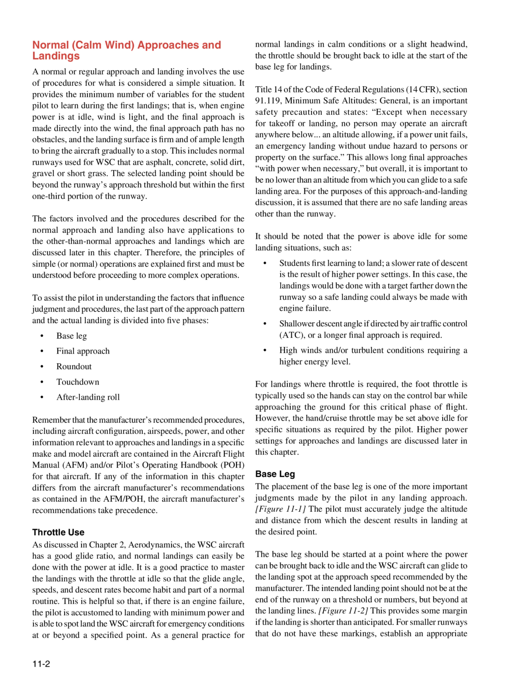For landings where throttle is required, the foot throttle is typically used so the hands can stay on the control bar while approaching the ground for this critical phase of flight. However, the hand/cruise throttle may be set above idle for specific situations as required by the pilot. Higher power settings for approaches and landings are discussed later in this chapter.